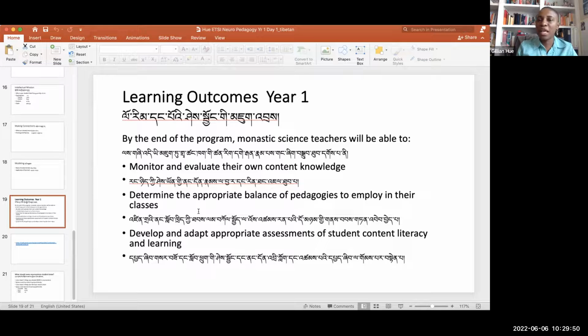I'm also trying to help you by modeling and showing you the different strategies, so I can give you an active learning exercise and then ask you to teach it back. And that will help me to communicate to you different ways that you can have your students learn.